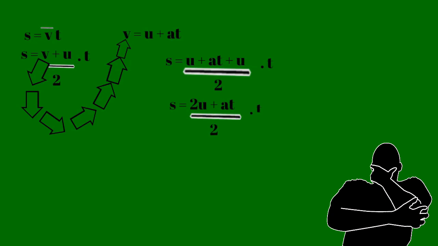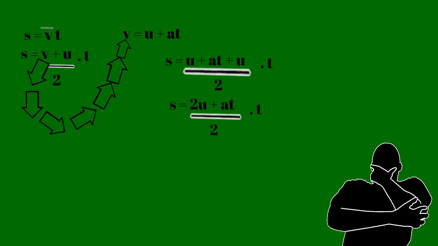Now let's write back some of those equations. And now we are going to substitute some values. In the equation where we have s = (v + u)/2 times t, we are going to substitute the v for u + at. We will get s = (u + at + u)/2 times t. Now we will add the u's in the numerator to get (2u + at)/2 times t.